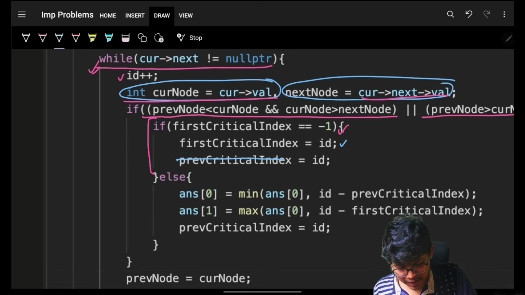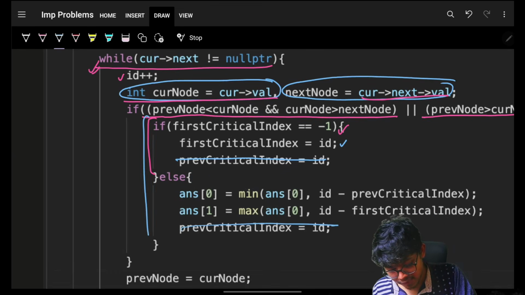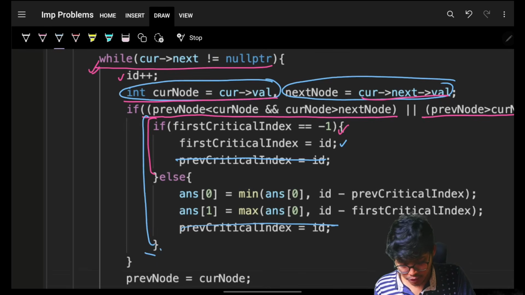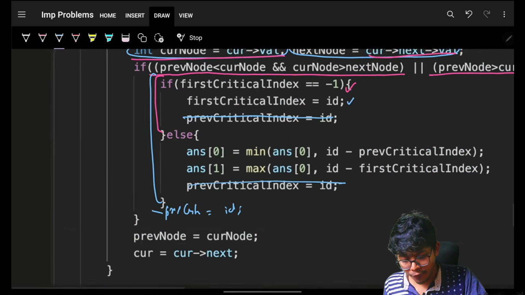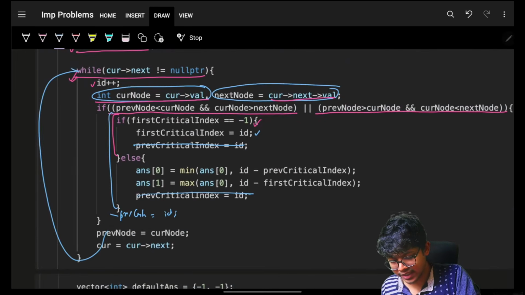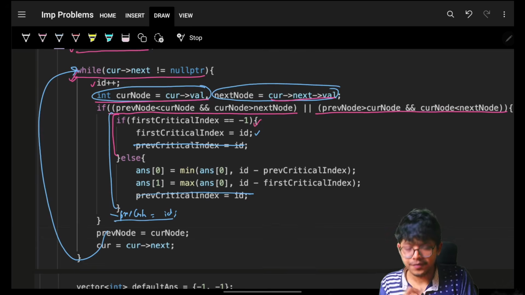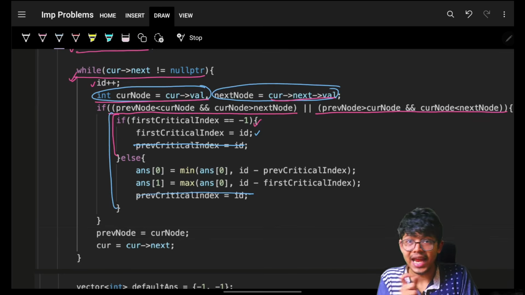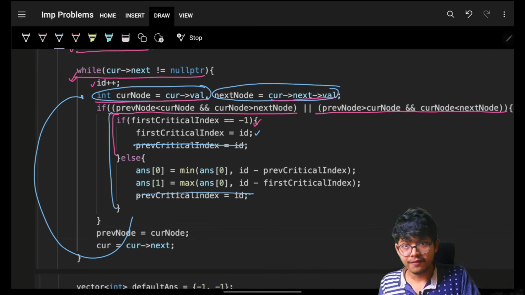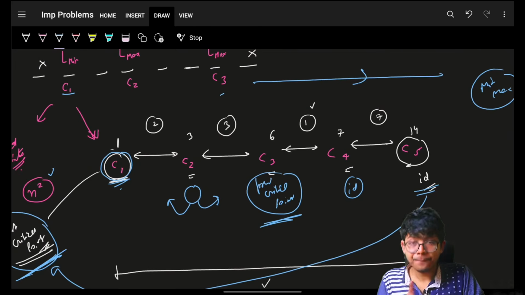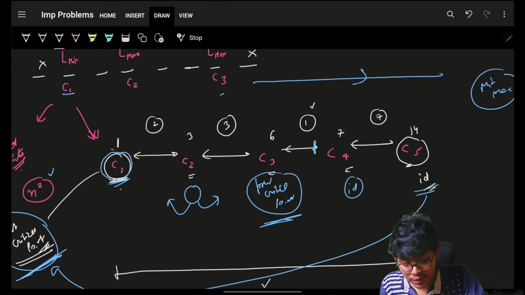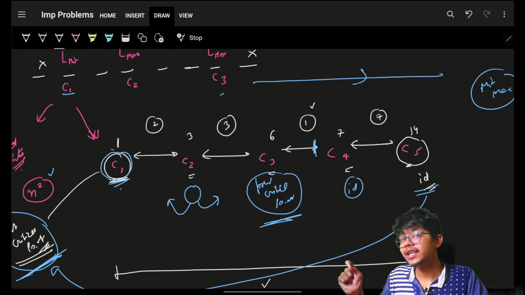Again, you don't need to put it here, you can put it after the if else condition, you can also put it here, that previous critical point is also equal to id. It is just that every time I receive a critical point, for the next iteration, I should make sure I have the information of my previous critical point. That is the reason I am assigning it in the end, that in the next iteration, whenever I receive the next critical point, I should be having the information of my previous critical point. It is not the previous node, it is the previous critical point.